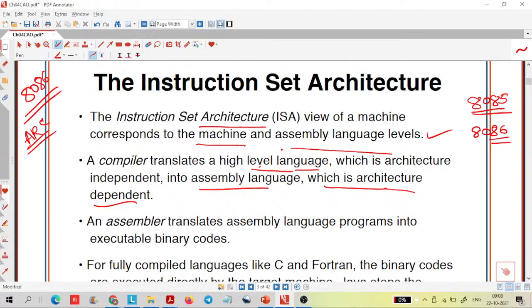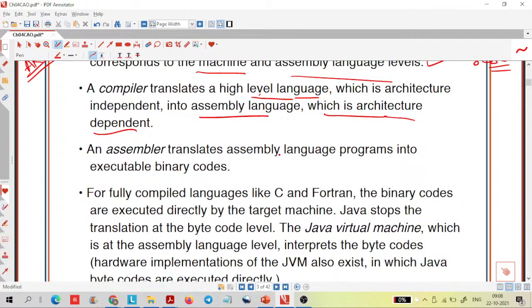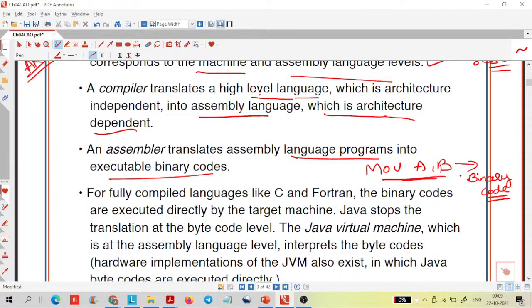An assembler translates an assembly language program into executable binary code. For example, MOV A, B is an 8085 instruction. This assembly language instruction is translated into its corresponding binary code. You have to refer to the chart: for each instruction there is a corresponding binary code.